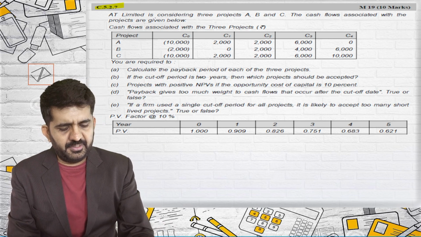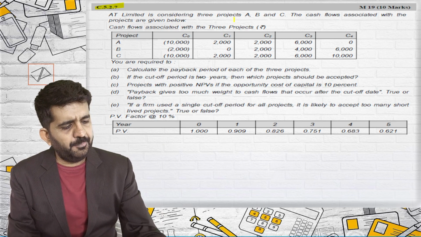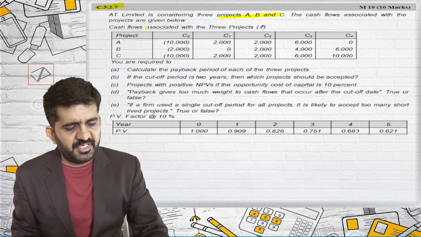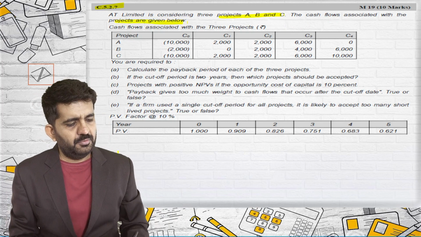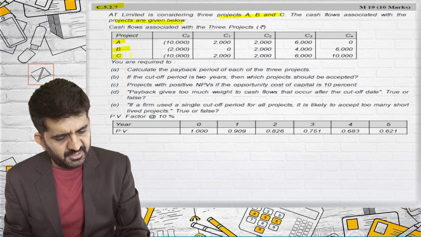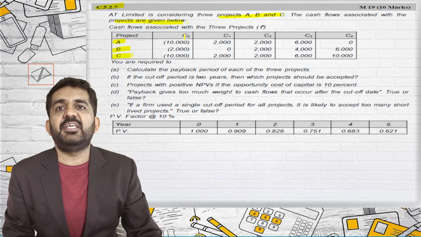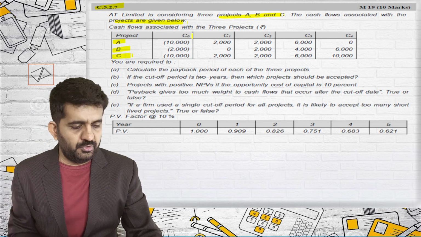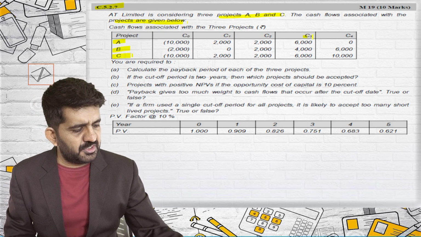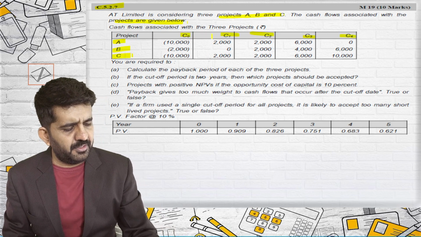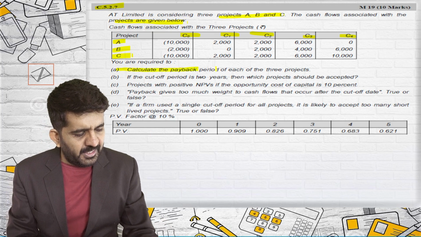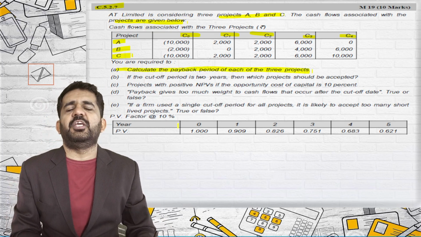AT Limited is considering three projects A, B and C. The cash flow associated with the projects are given below. So project A, B and C cash flows are given. C0 is time period 0, that is today. C1 is after 1 year, cash flow after 2 years, cash flow after 3 years and cash flow after 4 years. You are required to calculate the payback period of three projects.